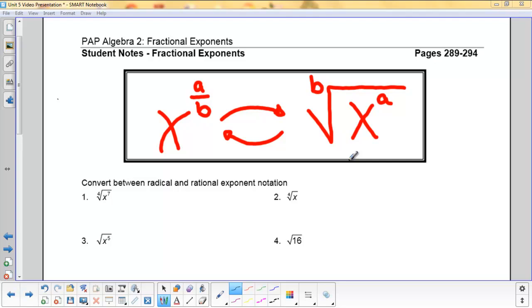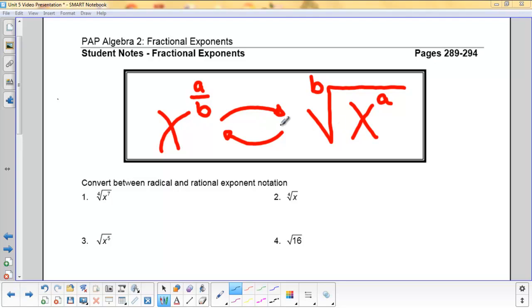All right, today we're going to move on a little bit from properties of exponents and move more towards rational exponents and how they relate to radicals. And rational is another word for fractional, so we're in fractional exponents right now. There's a relationship between a rational exponent and a radical, and you'll notice that this relationship is pictured here.